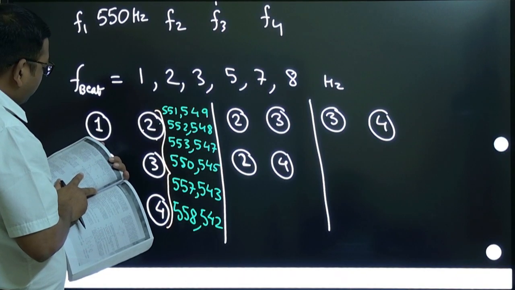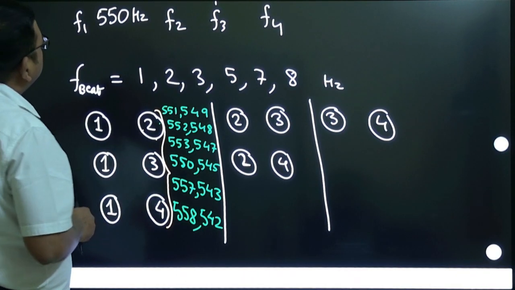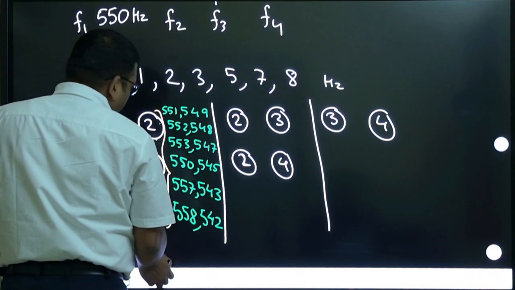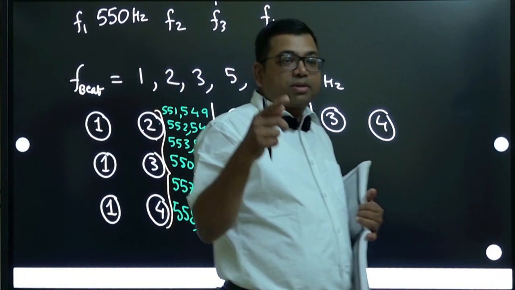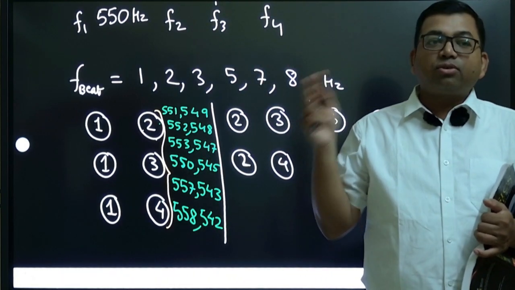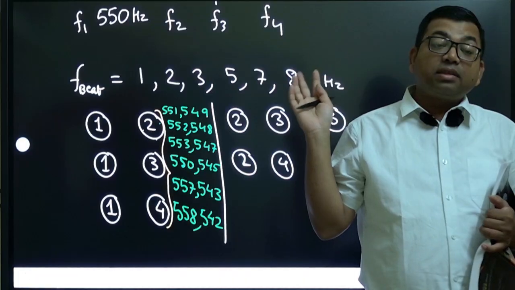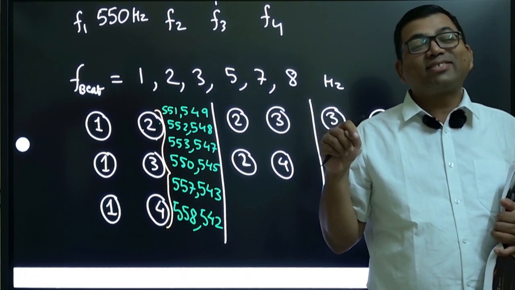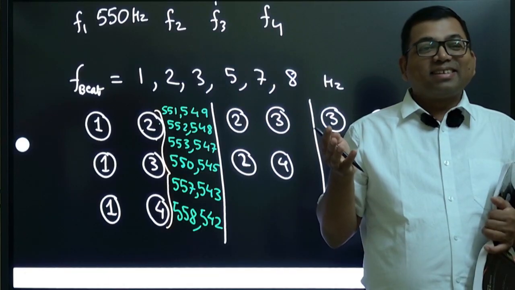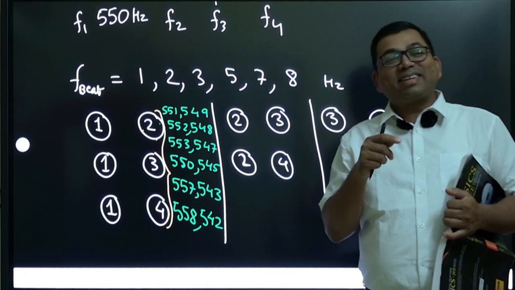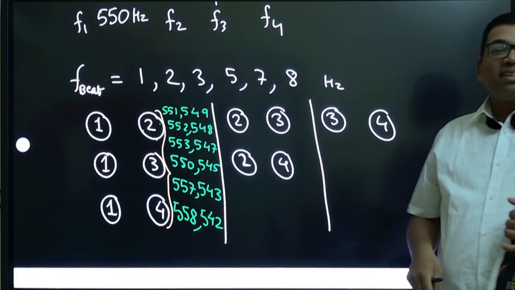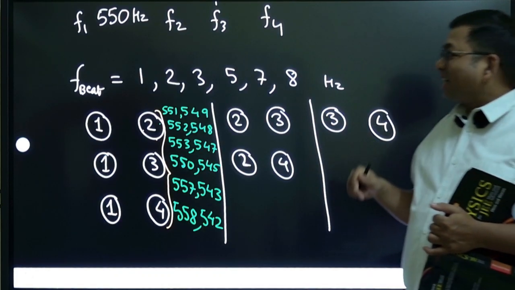552, 553, 560. Okay, so I think another approach is to check by option. You take each of the option and try to match, and whether you are getting these differences or not, that you can also check, right? Correct. That may be easier, I think. This may be little lengthier. Maybe we try that.